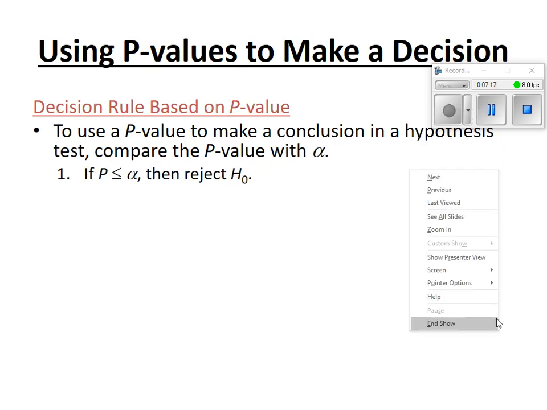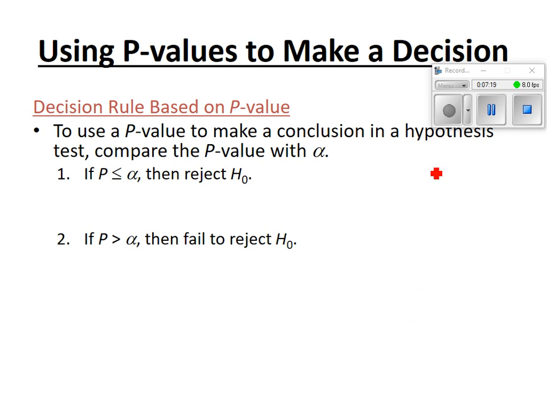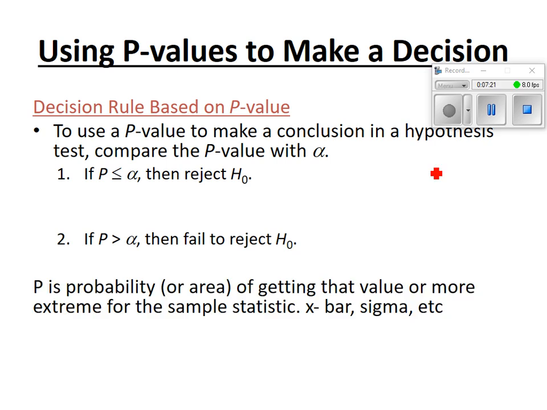P-values. Key things here, when you're using p-values, we wrote these 2 down last time, but very, very important. If p is less than or equal to alpha, you reject the null. If p is greater than alpha, you fail to reject the null.